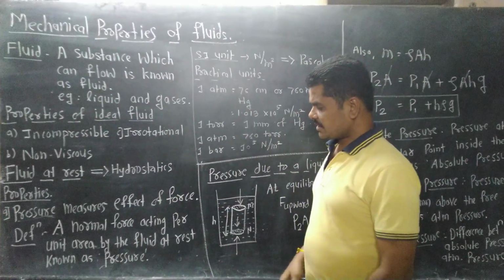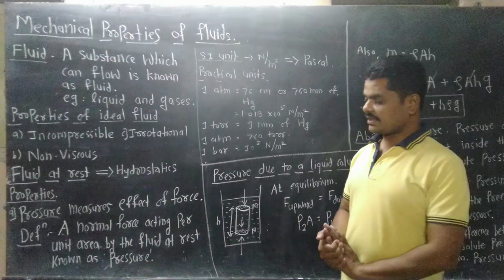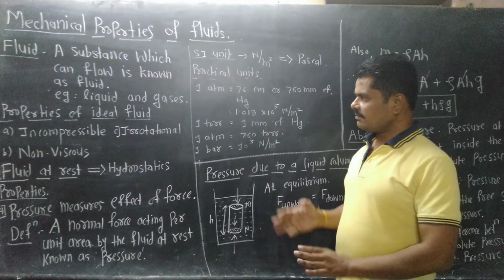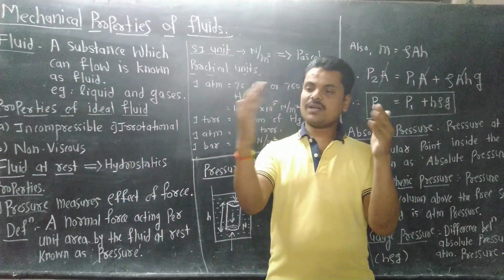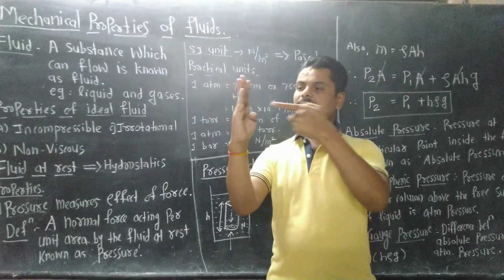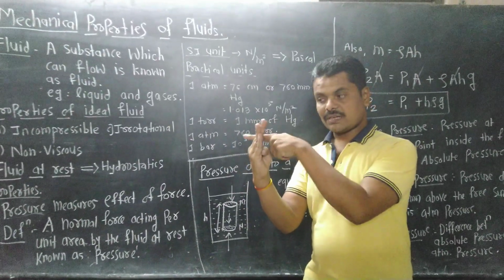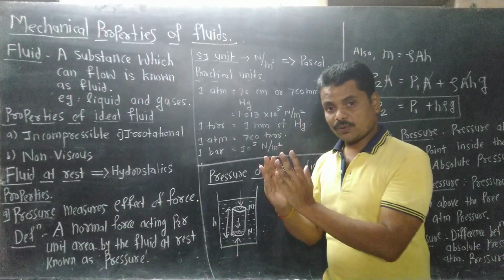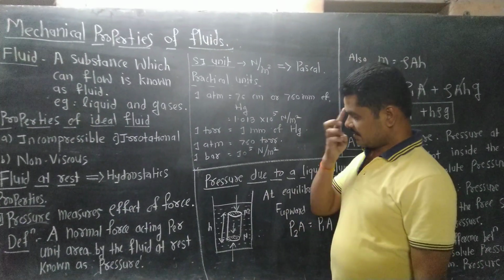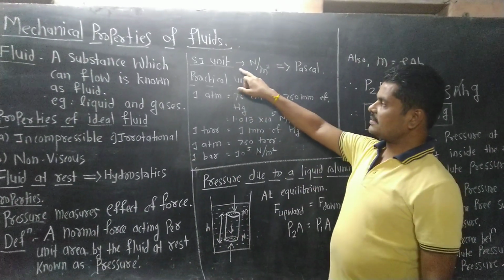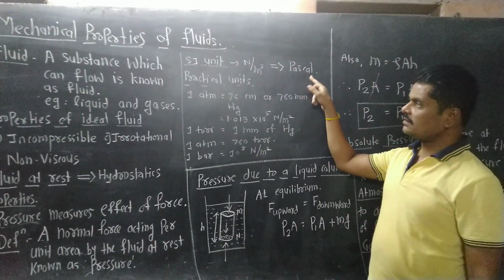What is the definition of pressure? Pressure is defined as the normal force acting per unit area by a fluid at rest. If this is a fluid at rest, then the fluid exerts a force on the walls of the container, and this force is always perpendicular to the surface. That perpendicular force per unit area is called pressure. Its SI unit is Newton per meter square. It is also known as Pascal, in honor of the scientist Pascal.